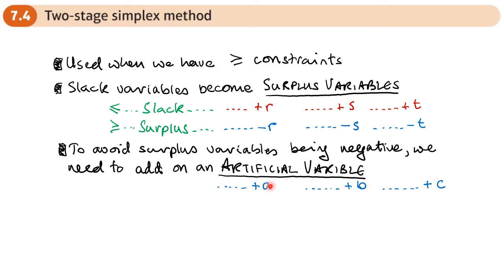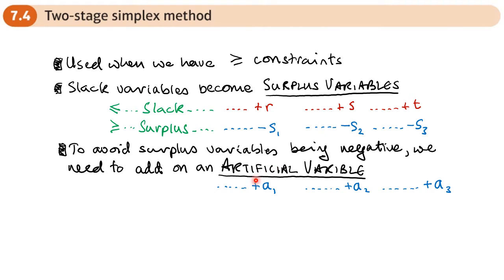Now you can see if we just use R, S, T, A, B, C, we're going to get lots of different letters. So to make things a little bit clearer, we will call our artificial variables A1, A2 and A3, and our slack variables, rather than R, S and T, we will call them S1, S2, S3. So once we've set up our constraints and our objective function, we're now ready to apply the algorithm.